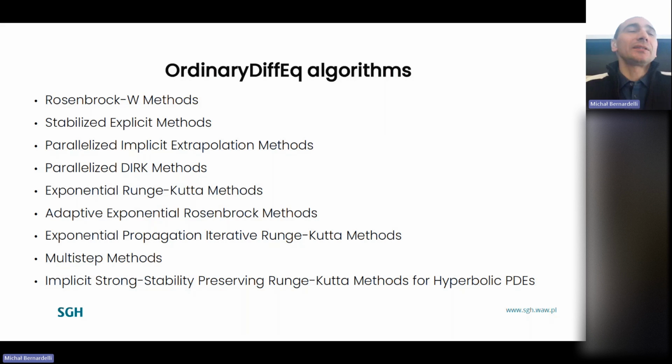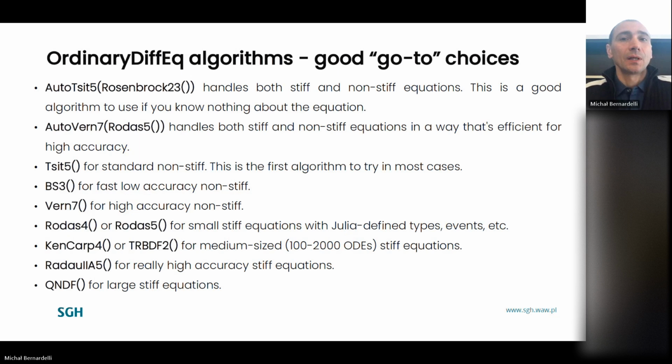So my recommendation is, if you are starting your journey with this kind of problems, use the default. Let Julia choose for you. But if you see that it's not working, you should use some other algorithms, and you should check what type of problem you want to solve. And there are some good go-to choices.